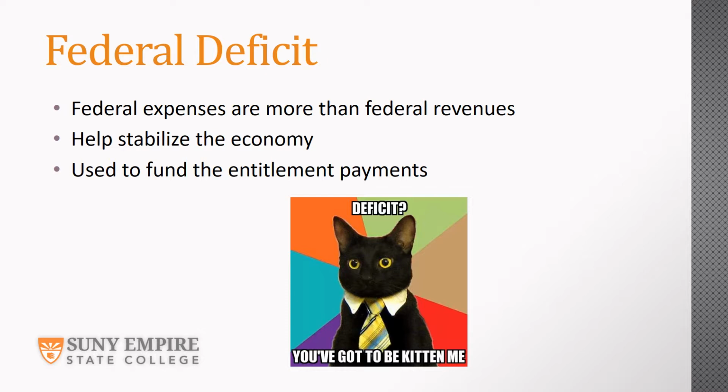These deficits help to stabilize the economy in times of recession. Because the budget is set every year, the amount of spending cannot change quickly enough to affect the economy. The government instead looks to lower taxes, which results in the federal deficit. In part, these deficits are used to fund various entitlement payments. But how do deficits stabilize the economy? There are actually three distinct ways.